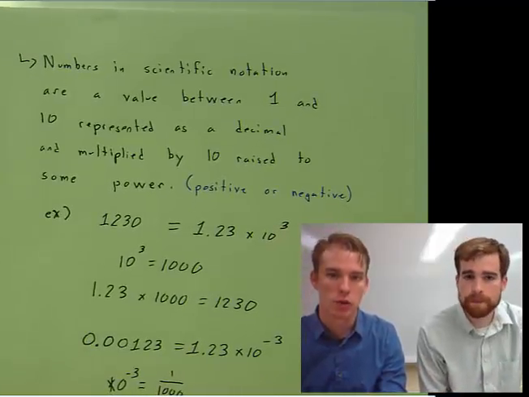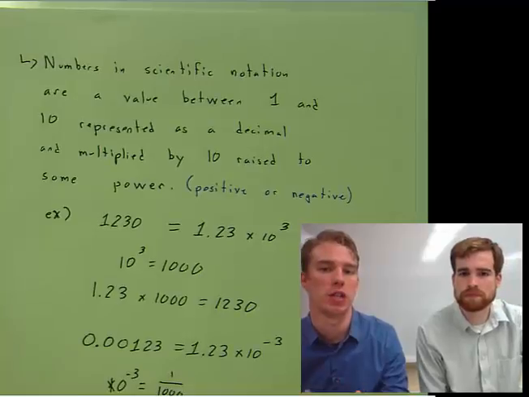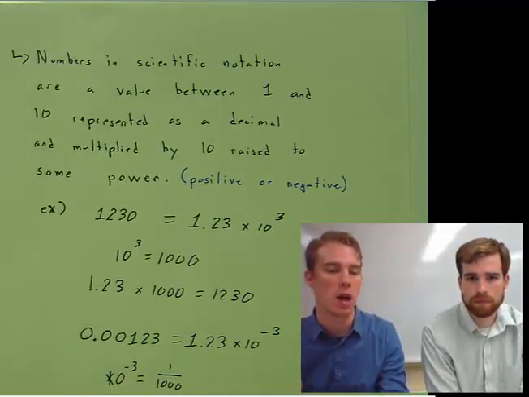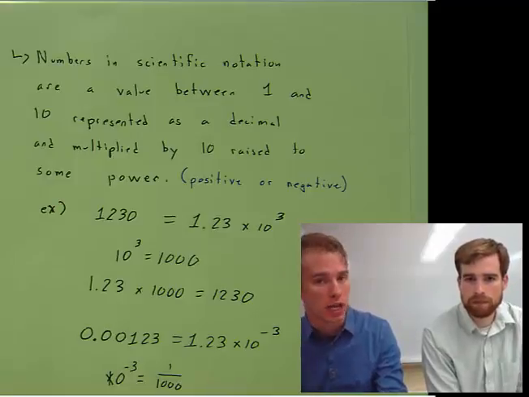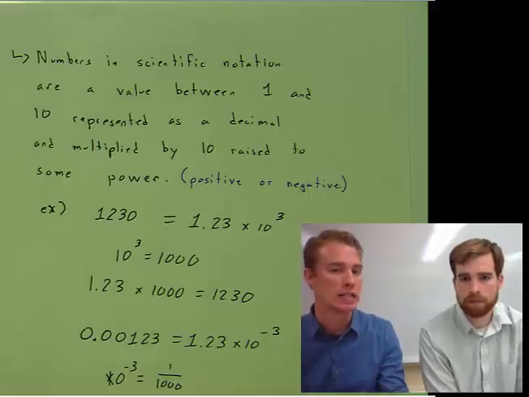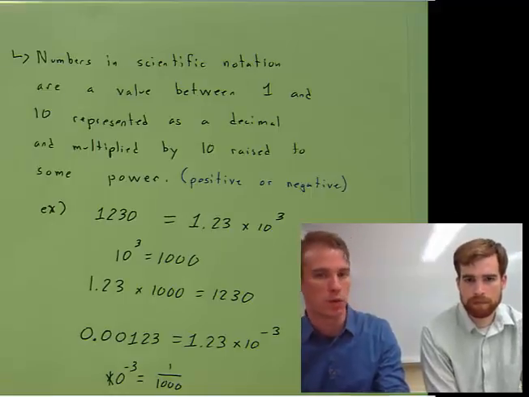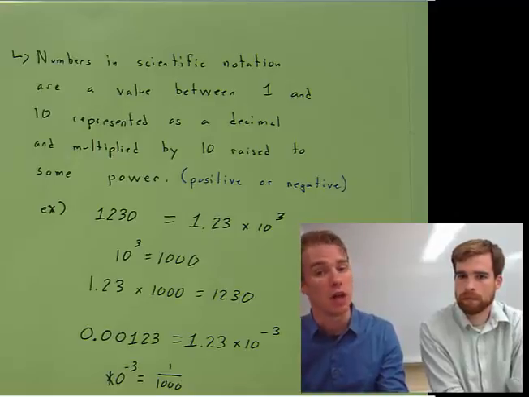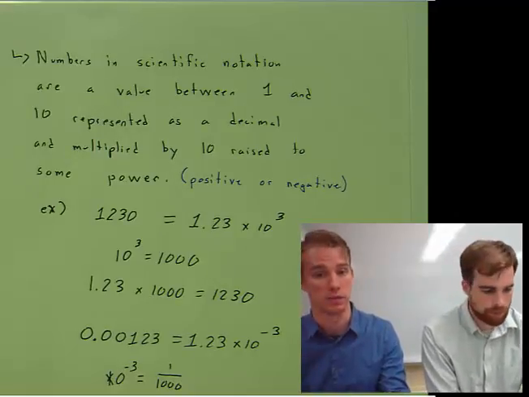When we talk about scientific notation, we always look at a number between 1 and 10. You're not going to have a number in scientific notation that is 0.18 or 18.32. In true scientific notation, it's 1 point something all the way to 9 point something.